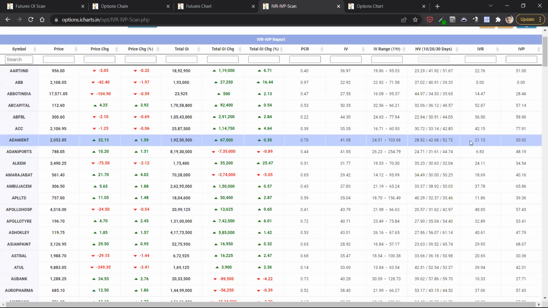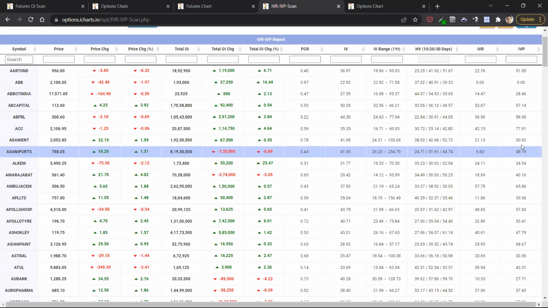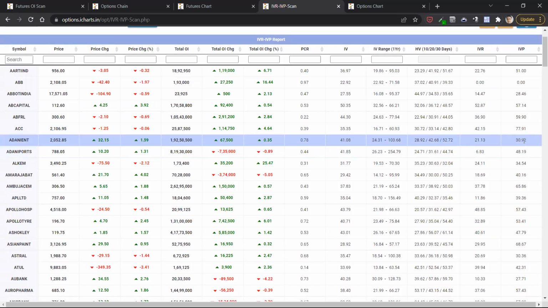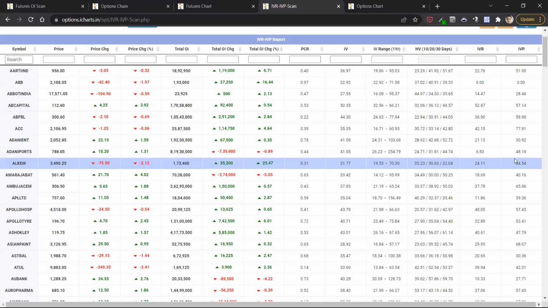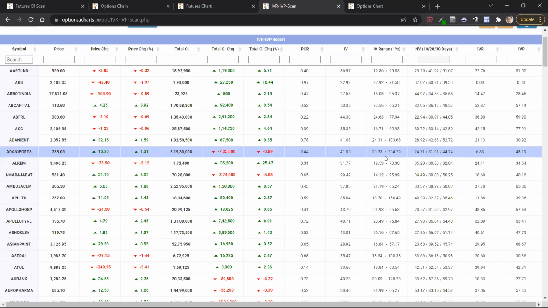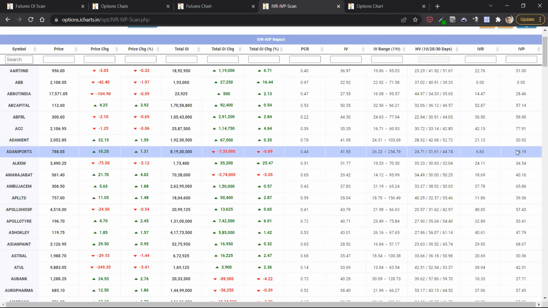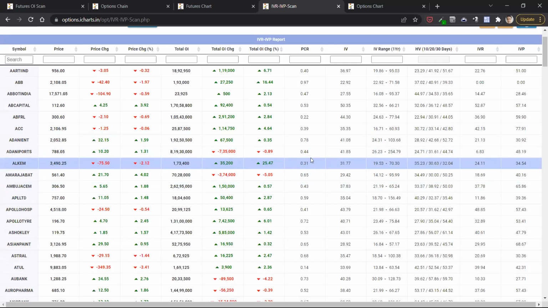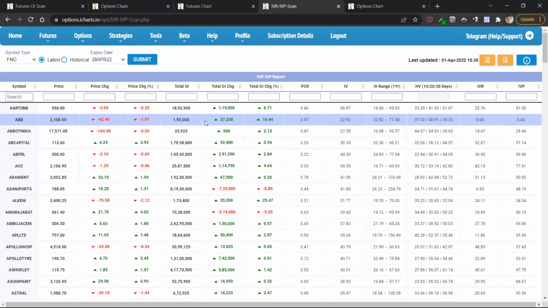Okay. Is lower the better, if something like 20%? IVR 20 is better, and IVP below 40 is also kind of better. Below 40 will tell you that 60% of the time IV was more than this, and 40% of the time it was less than this. IVP tells you that. So then that will be kind of low. So this is about IVR, IVP.